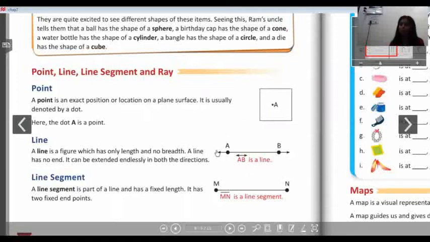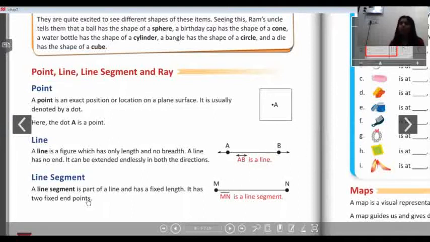Now, what do we mean by line? A line is a figure which has only length and no breadth. Okay, what do we mean by this? It has got a length which can be extended endlessly in both the directions. Okay, I can extend this from this side also and from this side also. It means in both the directions.